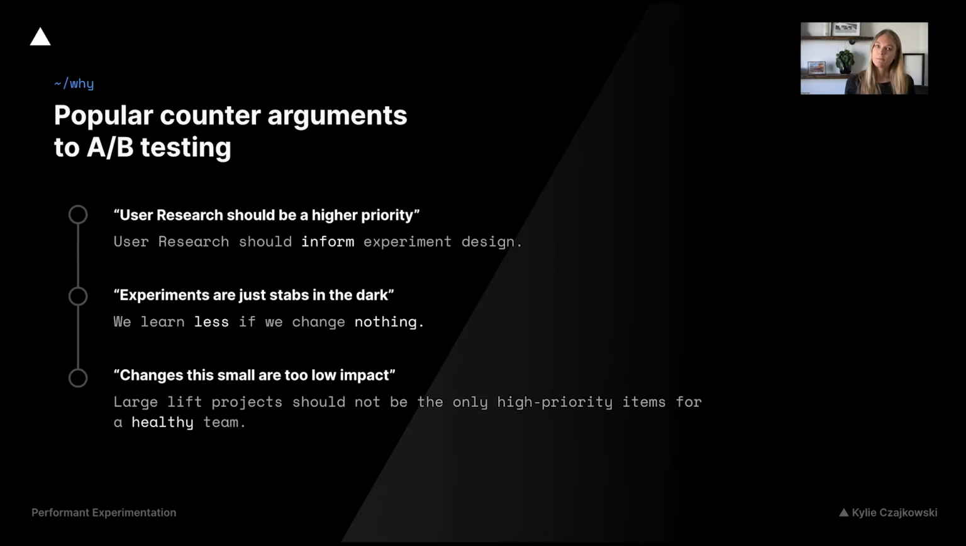So now that we've covered some of the benefits of A/B testing, let's talk about some of the counter arguments or the more common arguments against A/B testing. So one argument that I've heard is user research should be a higher priority, and I don't disagree with that. Some teams might argue that A/B testing negates user research by making decisions on their own. I would argue that they should be working in parallel. User research should drive the experiments that you are looking to introduce to the application.